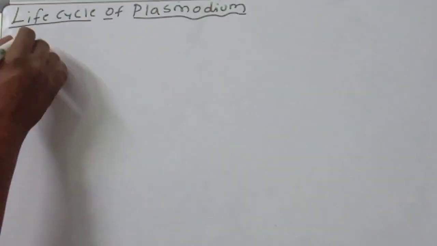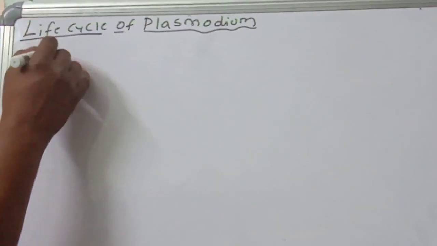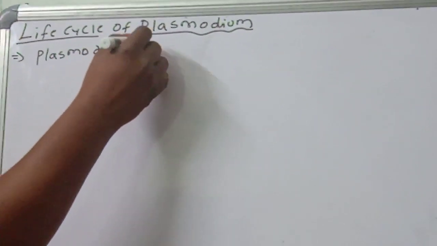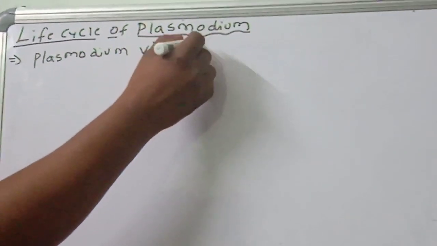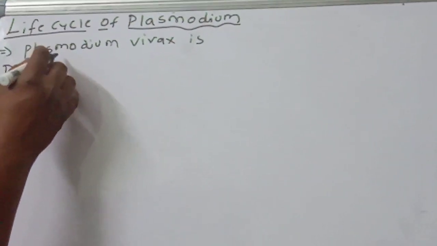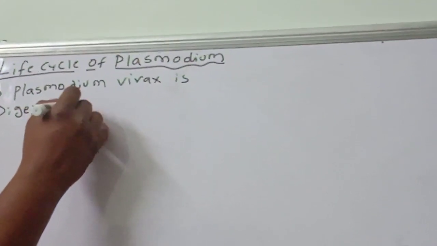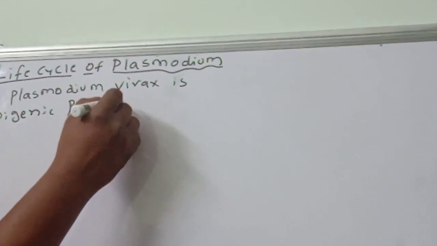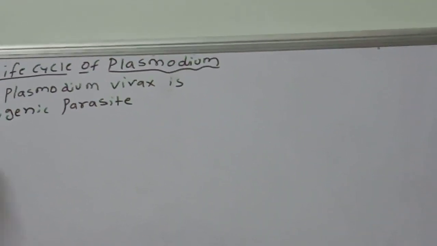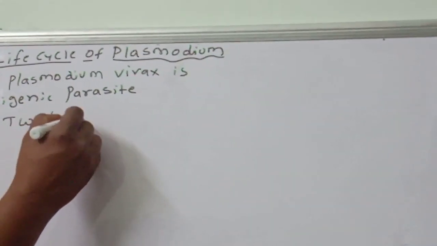Plasmodium vivax, you know very well. This one we already discussed, but anyhow, Plasmodium vivax is a digenetic parasite. What is the meaning of digenetic? Two hosts will be there. So, two hosts are there. What are the two hosts?